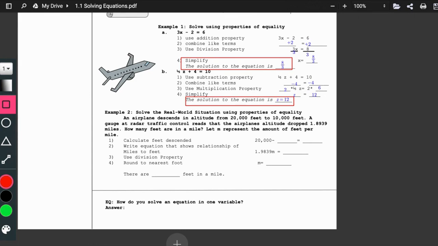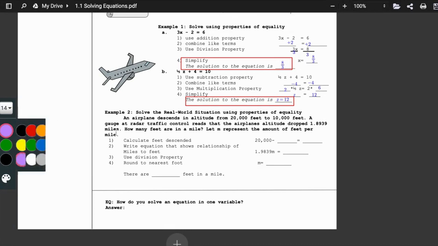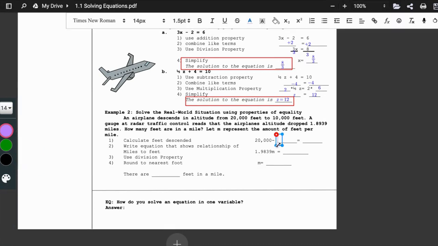We're going to let M represent the amount of feet per mile. So first, we're going to start with calculating the feet descended. I need to figure out how many feet the plane dropped. Remember, it started at 20,000 and it dropped to 10,000. So to calculate this, we're going to do 20,000 subtract 10,000. So let's put that there, 20,000 subtract 10,000.